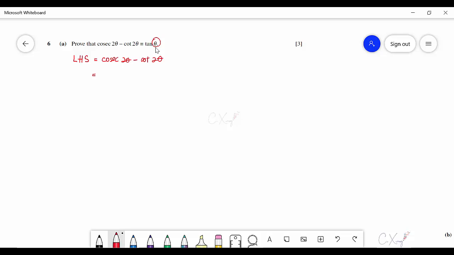So we need to combine it into one term first. How can we combine it into one term? If you rephrase it, cosecant is 1 over sine. Then cotangent is cos over sine. So you realize that the denominators are actually the same, and therefore you can combine them into one term very easily.